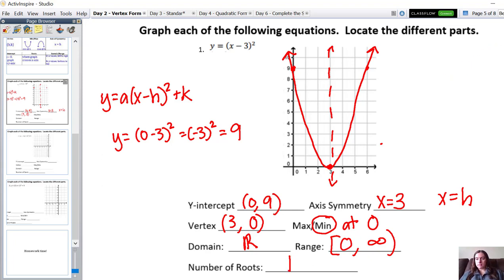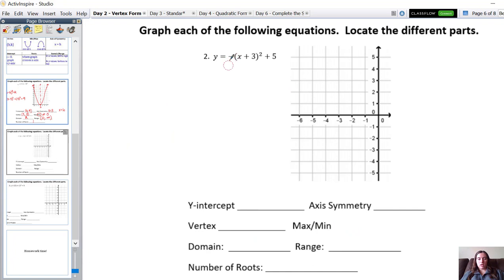Let's look at some more. y equals negative (x plus 3) squared plus 5. So for our vertex, it's (h, k). Switch the sign inside the parentheses. So we have (negative 3, positive 5). Our axis of symmetry is at that h value, so we are at x equals negative 3. Our y-intercept is where x is equal to 0.